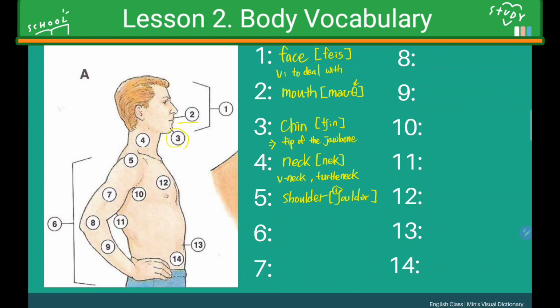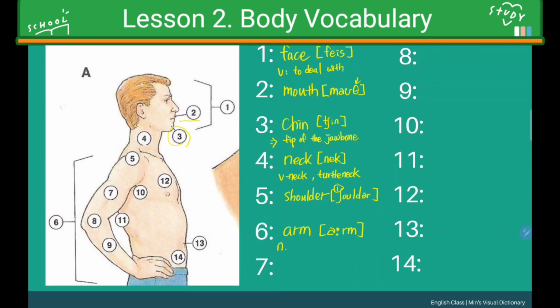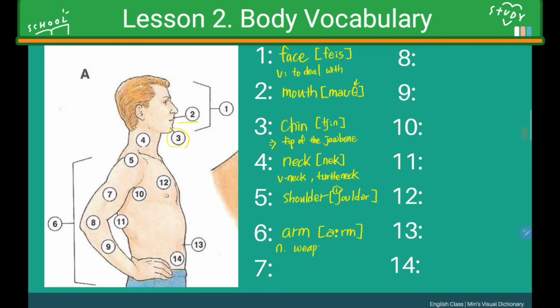Next we have this part right there, arm. The phonetic symbol is a long vowel sound, and then we have arm, arm. As a noun, it is also used for weapons, but in that case, we have to put S at the end. For example, we can say armed robbery.